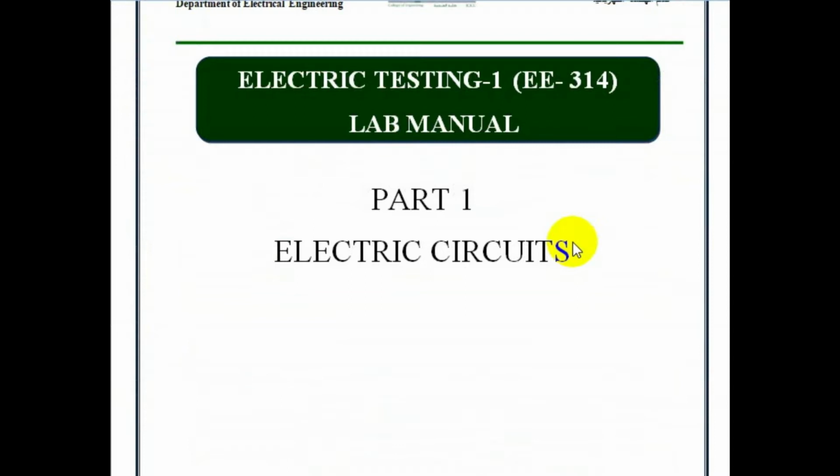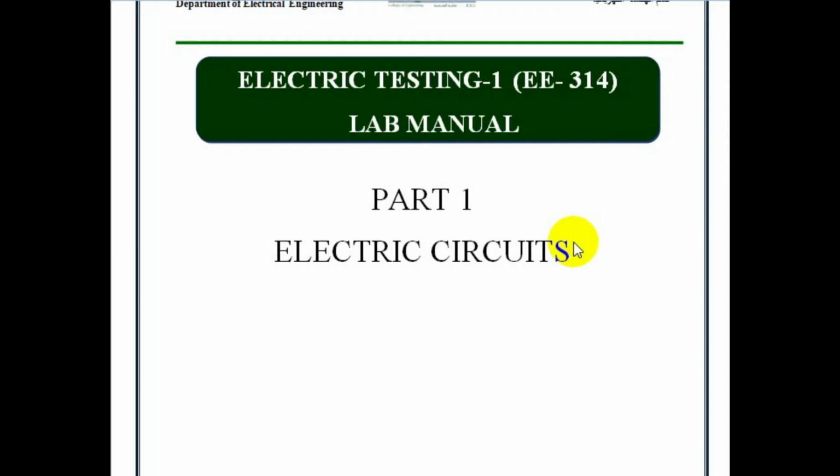We are going to start with the electrical testing lab, that is E114. This is the full course, 100 marks. We have three parts. First is the electrical circuits part, next is the electrical machines part, and the third part is the measurement part.